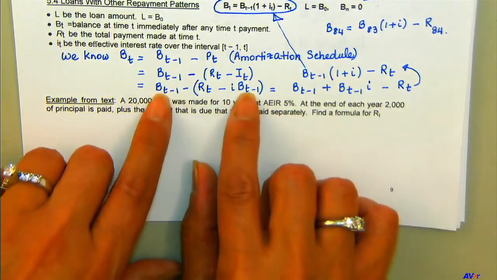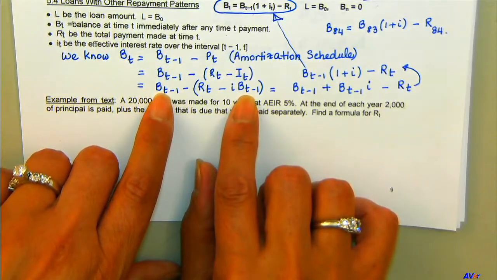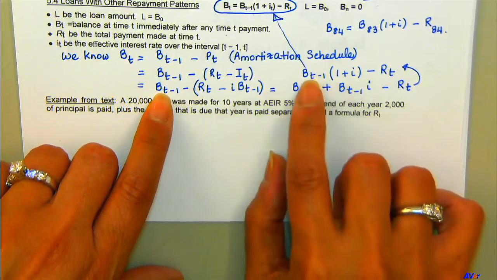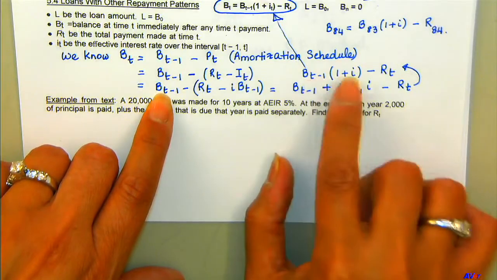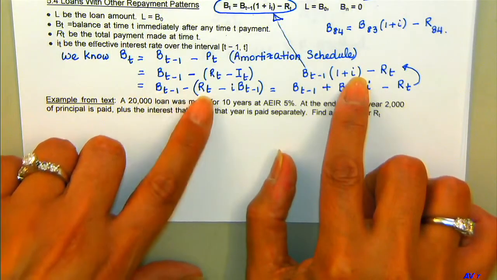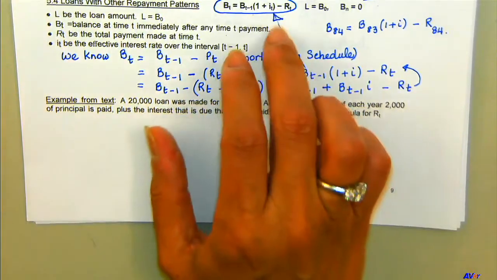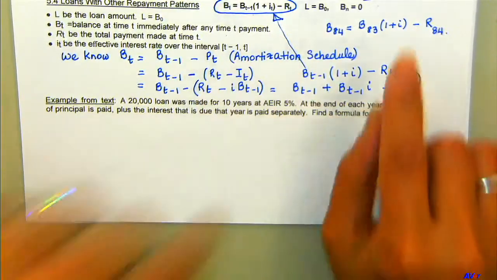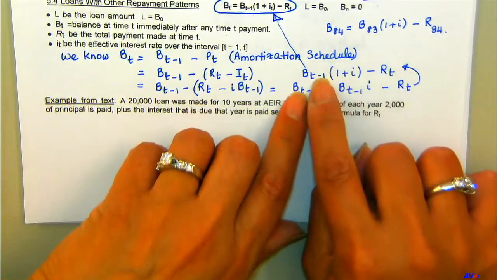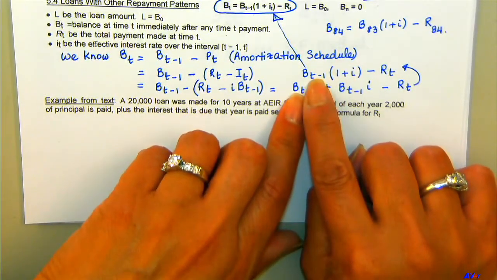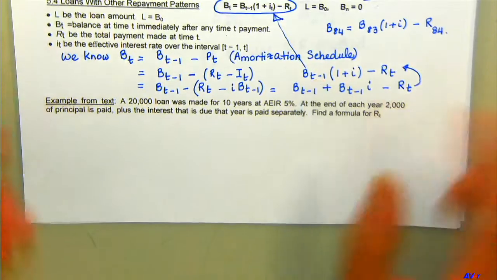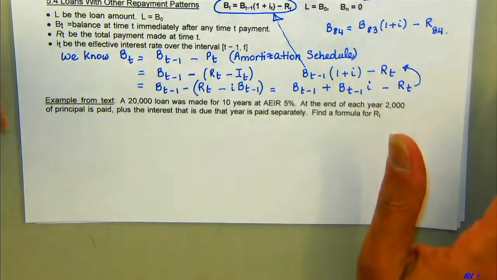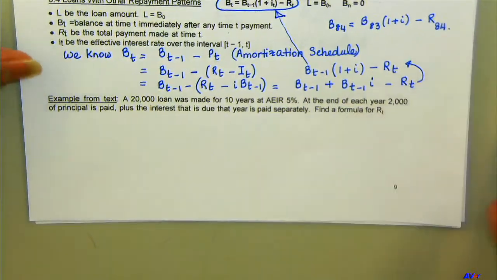We see that both these terms have B_{t-1} in them. So we factored that out, times (1 + i), minus R_t. So this is going to be a formula that comes in really handy every time we're looking for one of these, either B_{t-1} given B_t, or B_t given B_{t-1}. Let's do the next problem that we see on page 9.